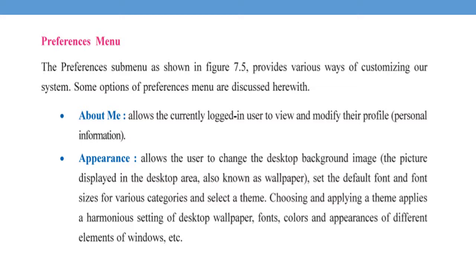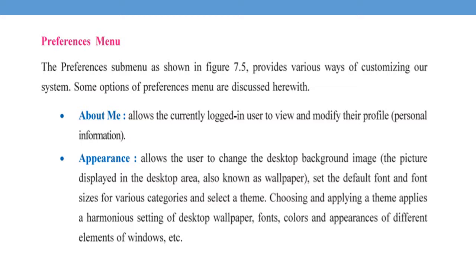The Preferences submenu provides various ways of customizing our system. The first one is About Me. About Me allows the currently logged in user to view and modify their profile. And then Appearance allows the user to change the desktop background image. Then set the default font size for various categories and select a theme.